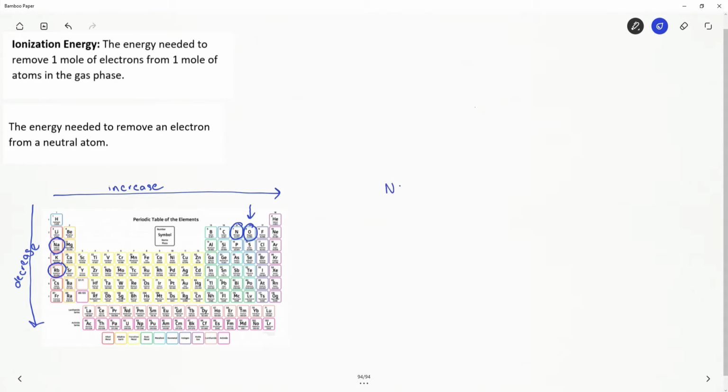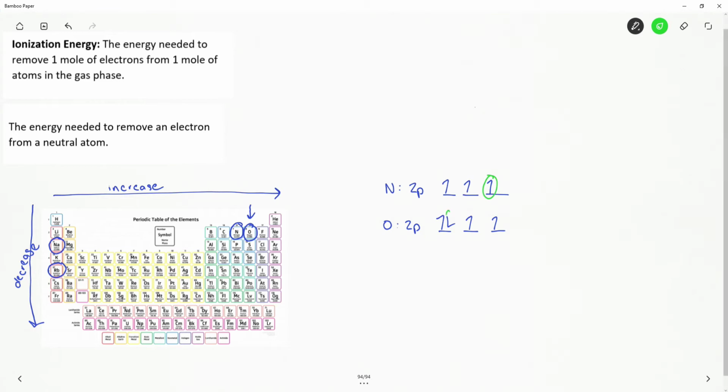For nitrogen, if I'm just looking at the p orbitals, for nitrogen's case that'd be 2p. Nitrogen has 3 electrons in the 2p orbital. Oxygen has 4 electrons in the 2p orbital. Removing one of these p electrons from nitrogen does not break the trend we see in ionization energy.